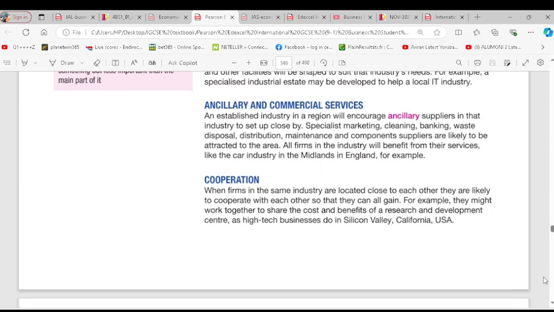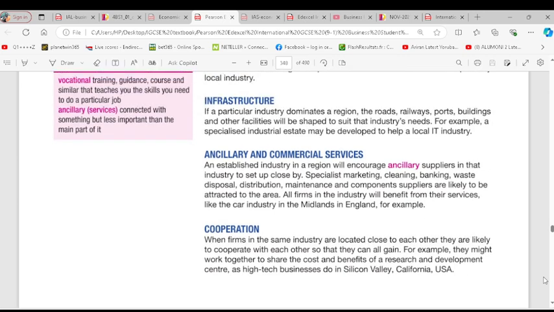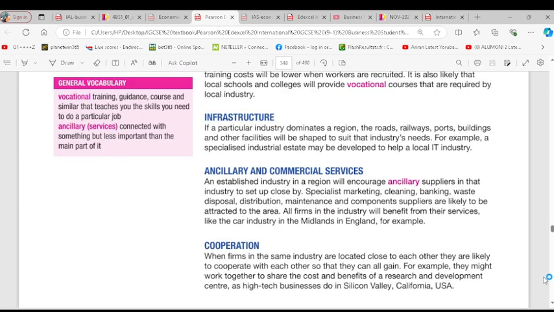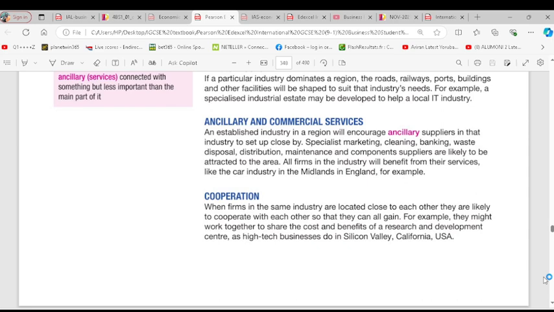Ancillary and commercial services. An established industry in a region will encourage ancillary suppliers in that industry to set up close by: specialist marketing, cleaning, banking, waste disposal, distribution, maintenance, and components suppliers. What is ancillary? It's connected to the business itself, but it's not part of it. These are things that are in existence because a business or the industry is in existence. Do you get it?